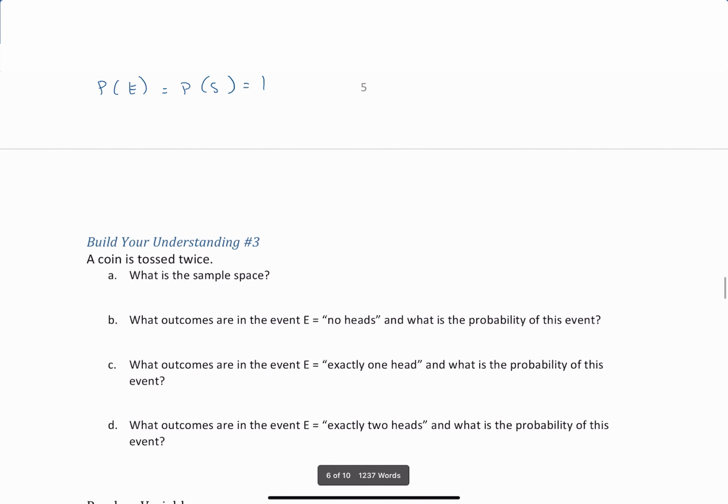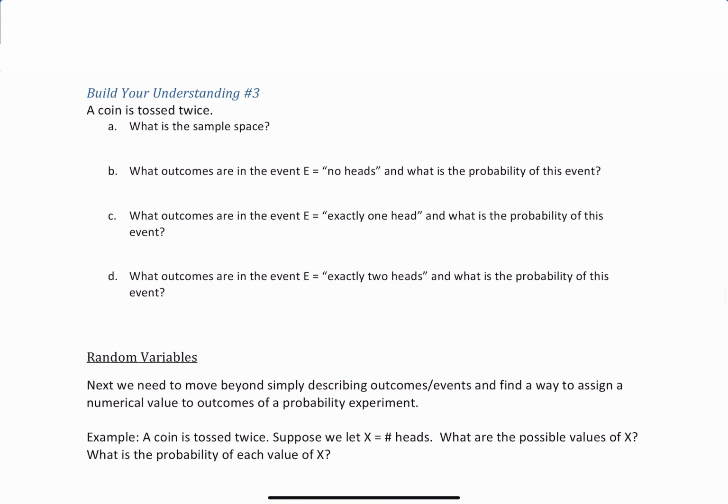For build your understanding number 3, a coin is tossed twice. What's the sample space? We've seen this before, so I'm going to run through it pretty quickly. We can have heads, heads, heads, tails, tails, heads, or tails, tails. What outcomes are in the event E, no heads? Well, that would only be tails, tails. So the probability of E, which is the number of outcomes in E divided by the number of outcomes in the sample space, that's 1/4.